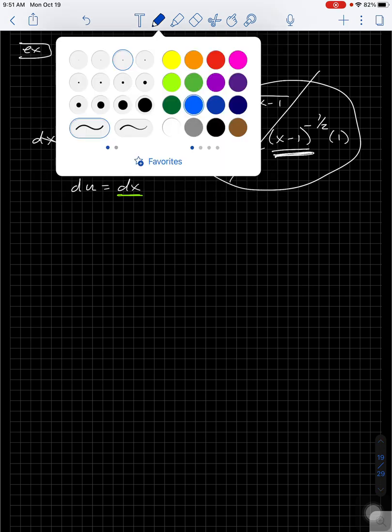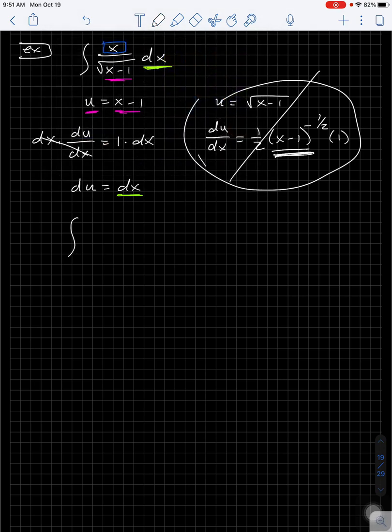If I was to substitute in at this point, this x is not accounted for. I've got the square root of u downstairs and a du, okay? And this mix and match of x's and du's is black magic. This is not allowed, okay? So I have to compensate for this.